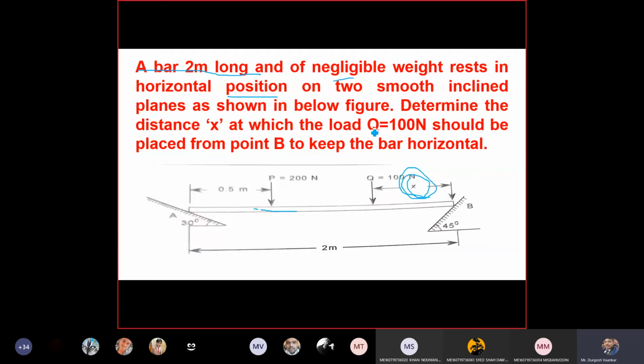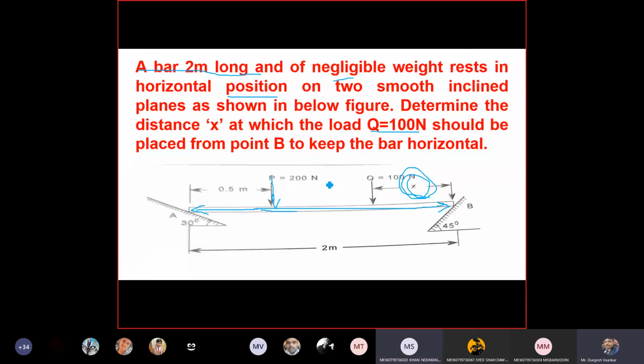Next, at which the load Q equal to 100 Newton should be placed from point B, to keep the bar horizontal. See, the bar is kept in the horizontal position. What is the meaning of this? Suppose whenever we are applying some force onto a body, then what will happen to that body? The body will move.